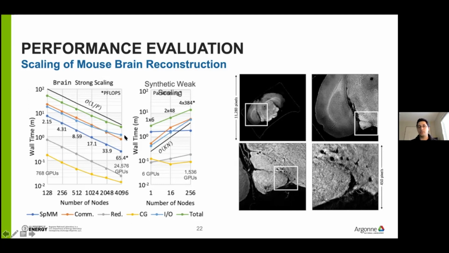However, using the 4K GPU nodes, we were able to do the whole mouse brain reconstruction in 2.5 minutes, which is pretty impressive by itself. And when I say 4K nodes, this is actually the whole Summit supercomputer too. We utilized the whole Summit computer, which has 24K GPUs.